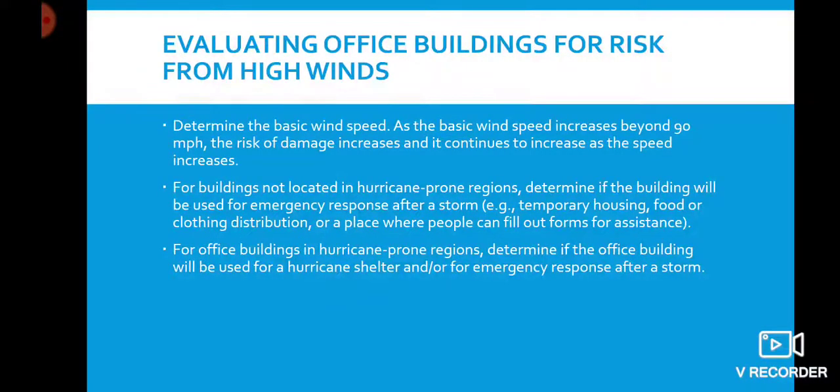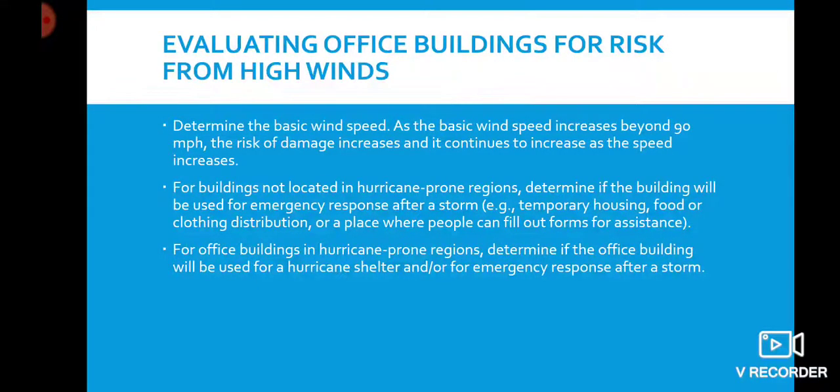Now, evaluating office buildings for risks from high winds. To evaluate risk for windstorms, the following steps are recommended. Firstly, determine the basic wind speed. As the basic wind speed increases beyond 90 miles per hour, the risk of damage increases, and it continues to increase as the speed increases. So therefore, to compensate for the increased risk of damage, design, construction, and maintenance enhancements are recommended.